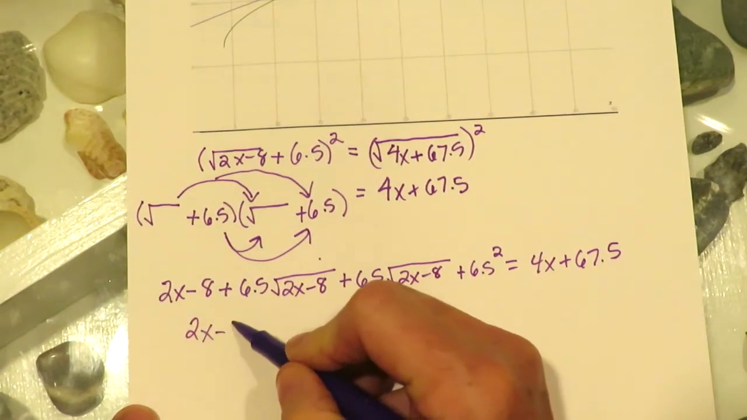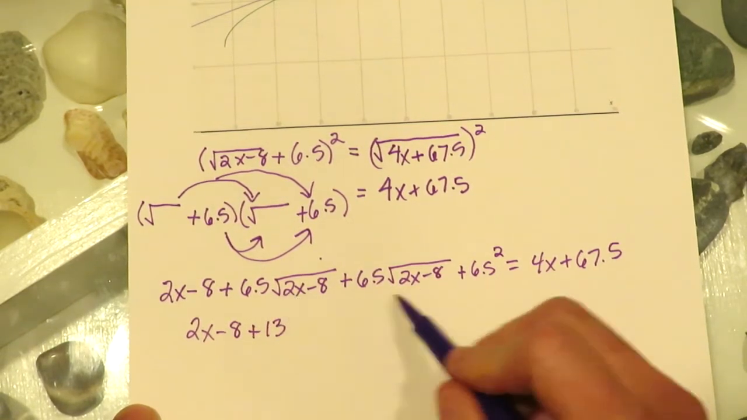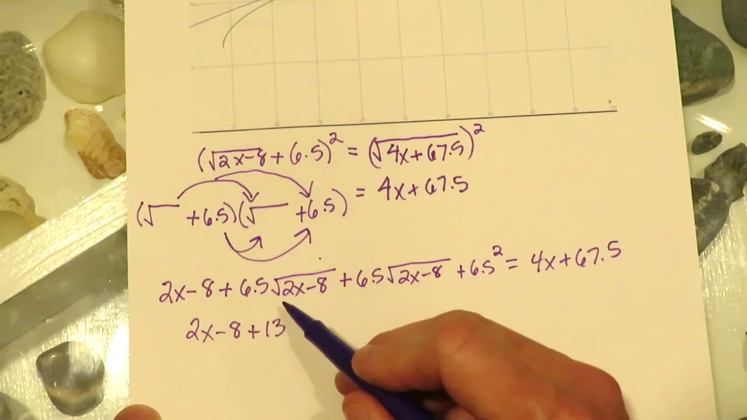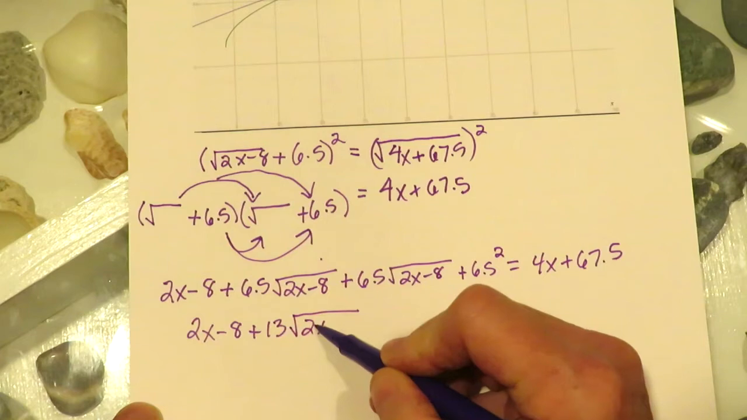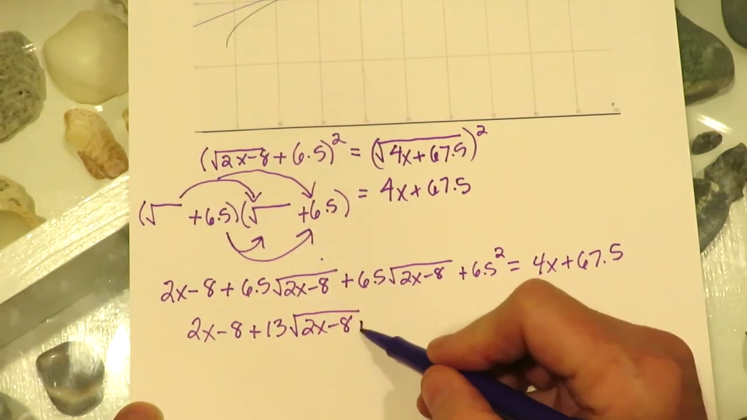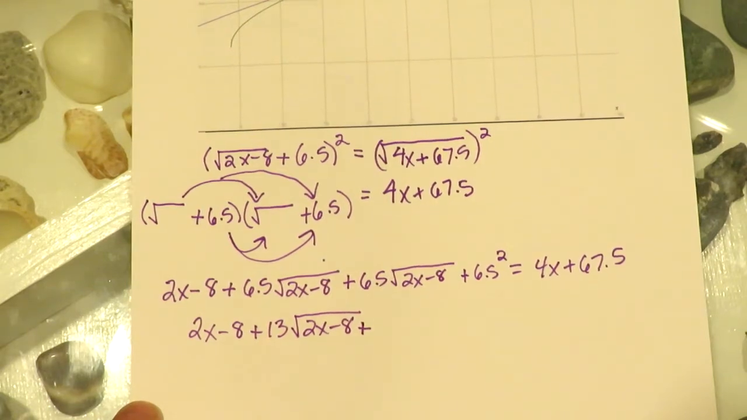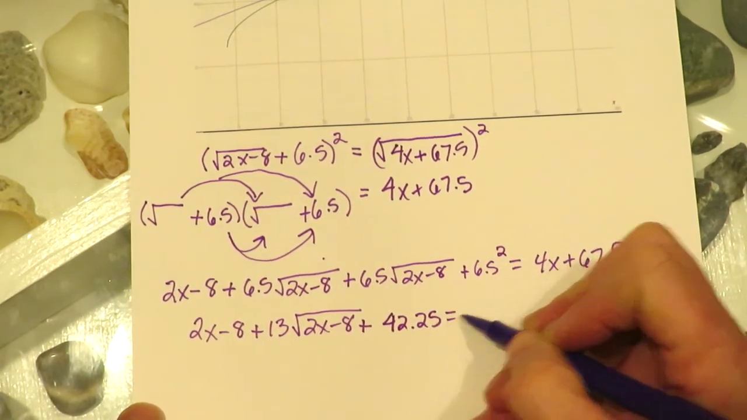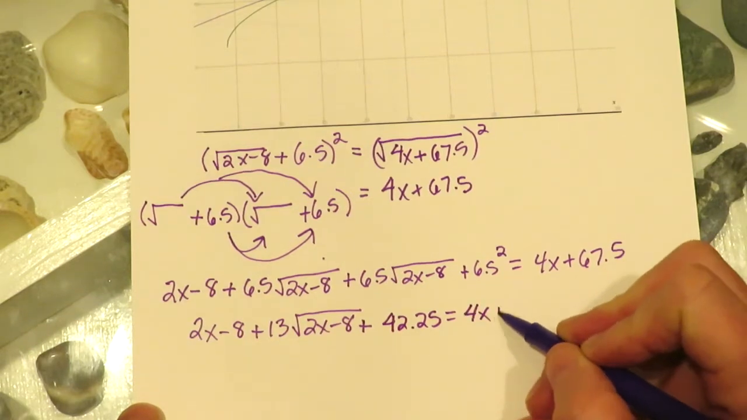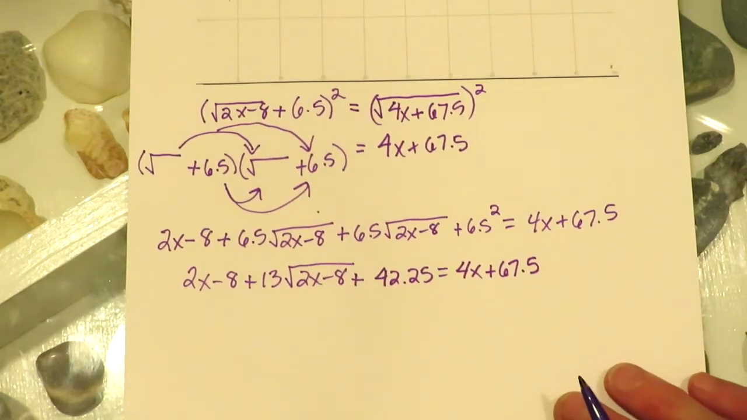So 2x minus 8, 6.5 and 6.5 add to be 13. So these are both like terms. They're both involving a square root of 2x minus 8. So I can add them together, and then 6.5 squared is 42.25. And then that is still equal to our 4x plus 67.5. Okay, so what can we do here?